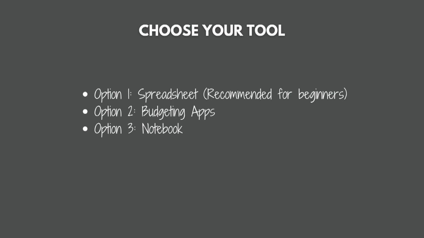Option 2 is a budgeting app. These are really good for automation. They, however, do have less control, but they are a bit more convenient, so it's some give and take. And option 3 is just a good old-fashioned notebook. This works if you prefer pen and paper, but it is harder to analyze over time.